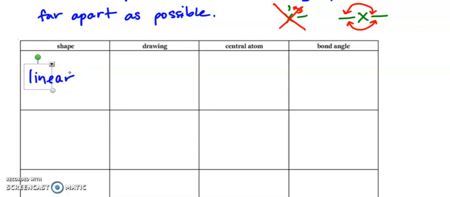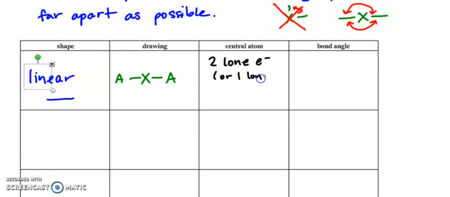And that word linear means line. So what we're going to do is have some element X, like I just had up above, bonded to one or two other things, but they're going to be in a straight line. So elements that bond like this are going to be elements that have 2 lone electrons, or 1 lone electron, because you could have one that bonds just like this too. That would also be linear.